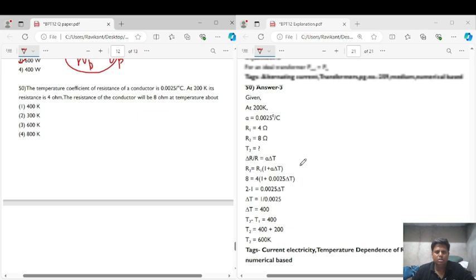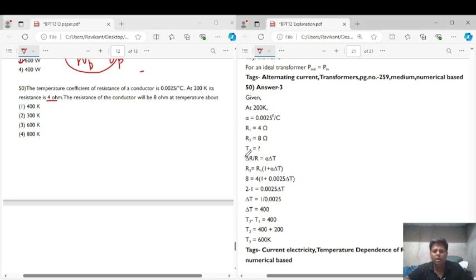Now let's get into question number 50. The temperature coefficient of resistance of a conductor is 0.0025 per degree centigrade at 200 Kelvin. Its resistance at 200 Kelvin is 4 ohm. The resistance of the conductor will be 8 ohm at a temperature? So, using the formula delta R upon R is equal to alpha delta T.